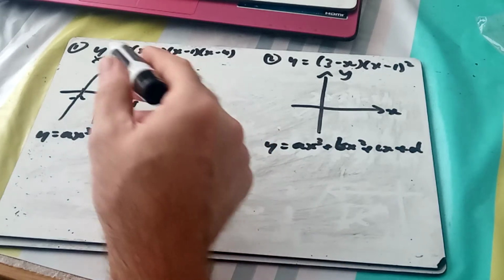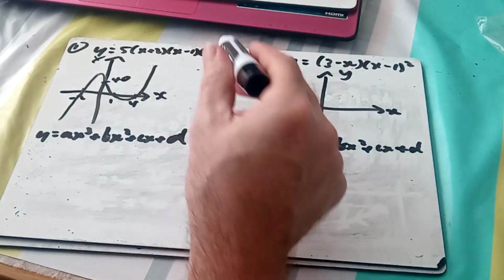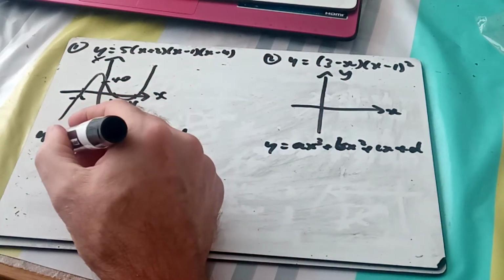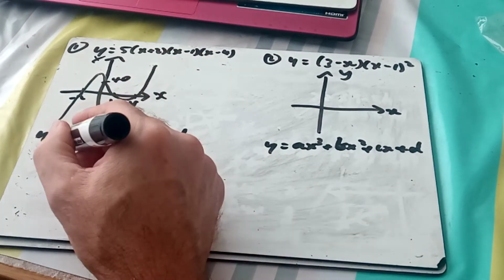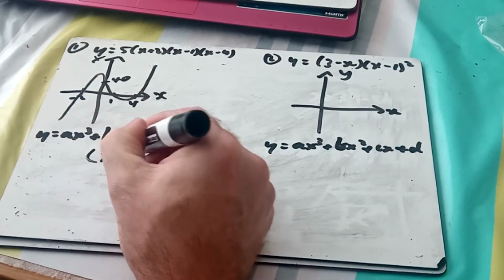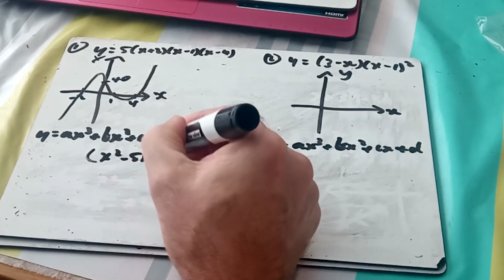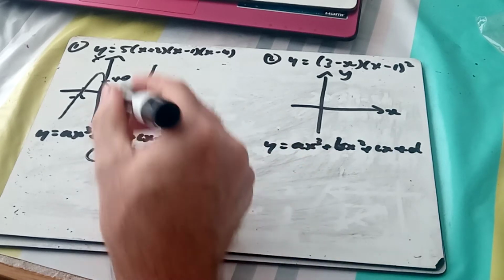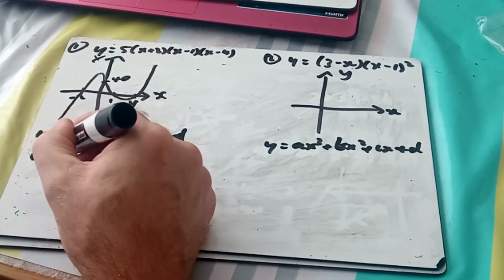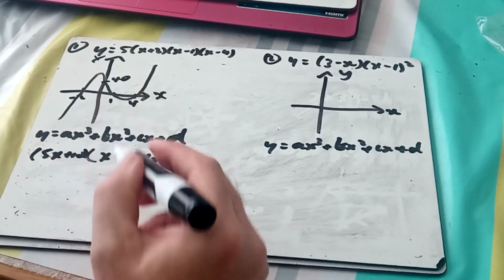Next thing we're going to do is times it all out. I'm going to do the x minus 1 times x minus 4 first to get x squared minus 5x plus 4, and times that by 5x plus 10. And that's what I'm going to times out.